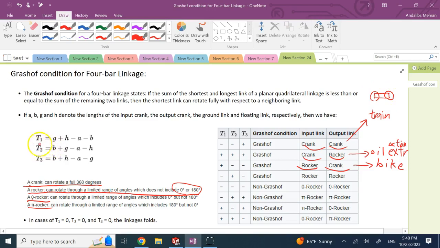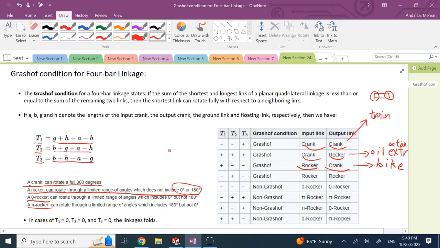This comes down to three values that you need to calculate, T1, T2, and T3, based on the size of the input, output, ground, and the con rod members, which I call A, B, G, and H. We calculate these three values, where in each one of them two values are added and two values are subtracted. Then, depending on the signs of T1, T2, and T3, you can have different scenarios. Here you see 8 different scenarios. By the way, the source of all of this material is Wikipedia.